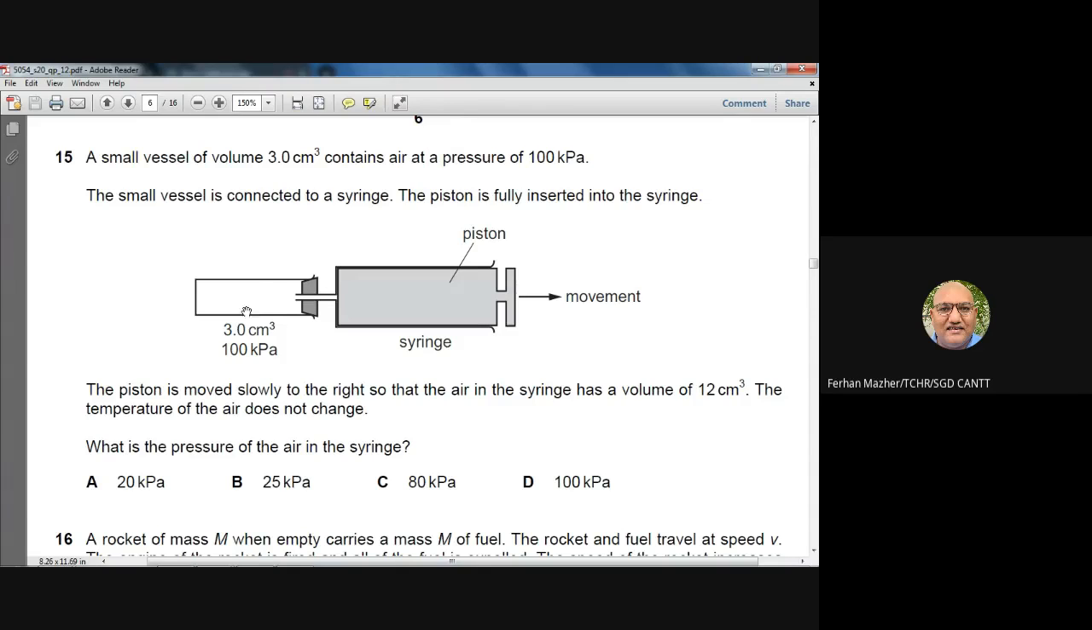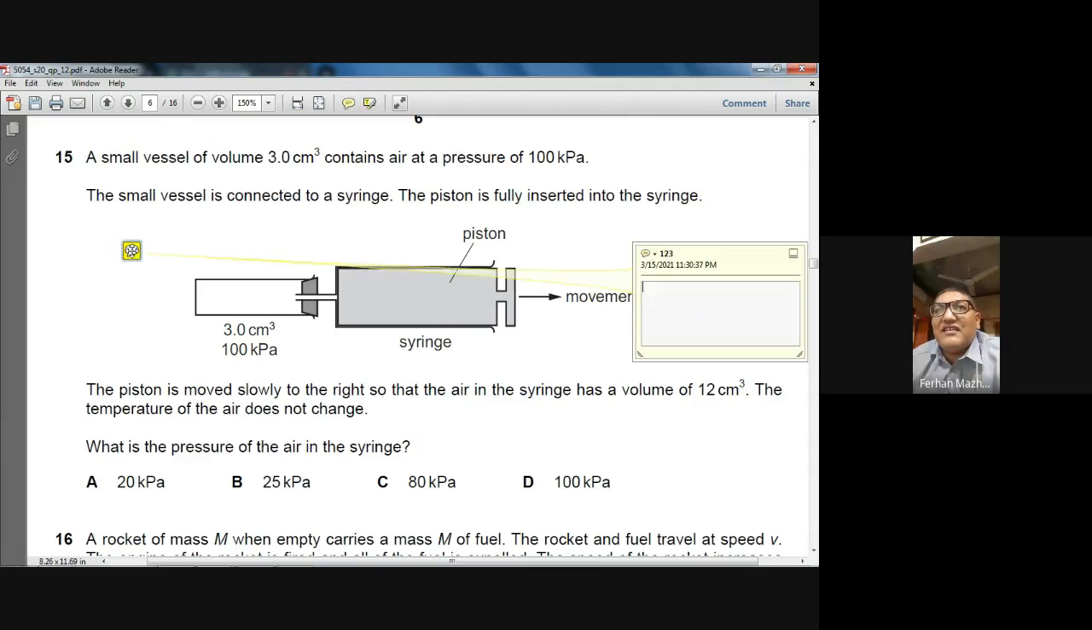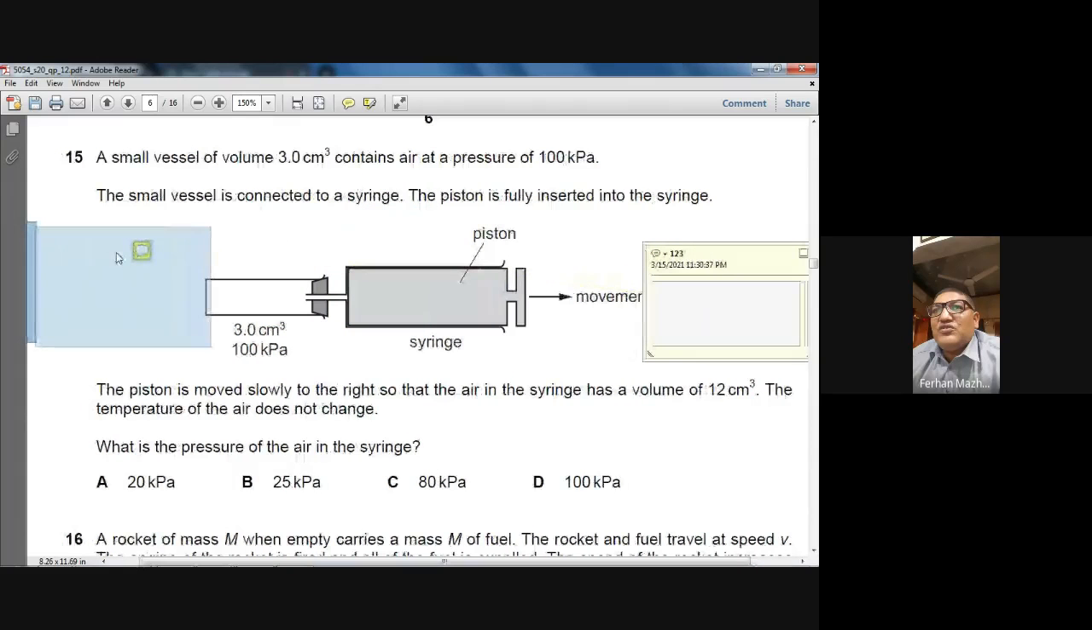Okay, so this is a vessel. Its volume is 3. And this syringe, when you move, the volume of the syringe is 12. So when this piston moves out, the air will fill this vessel plus this syringe. So the total volume will be 3 plus 12. That will be 15. That's a famous mistake which we can make. Okay, so let me show you. Oh my God, I was about to make it.